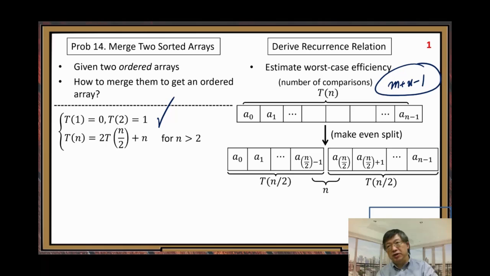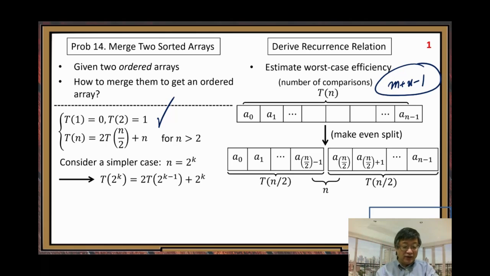Next, we want to solve it. All right. So we consider a simpler case, because to solve this recurrence relation may not be that easy, right? So we want to start with n equals a power of 2. In this case, we get the easiest possible expressions. Let's plug in so we can get this new recurrence relation. You can see inside the parenthesis, we have a power of 2 expression.